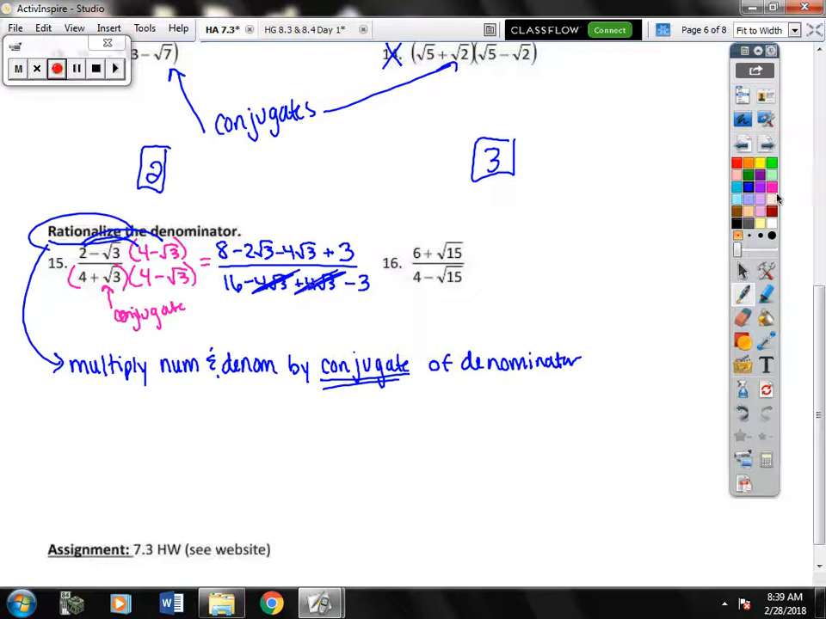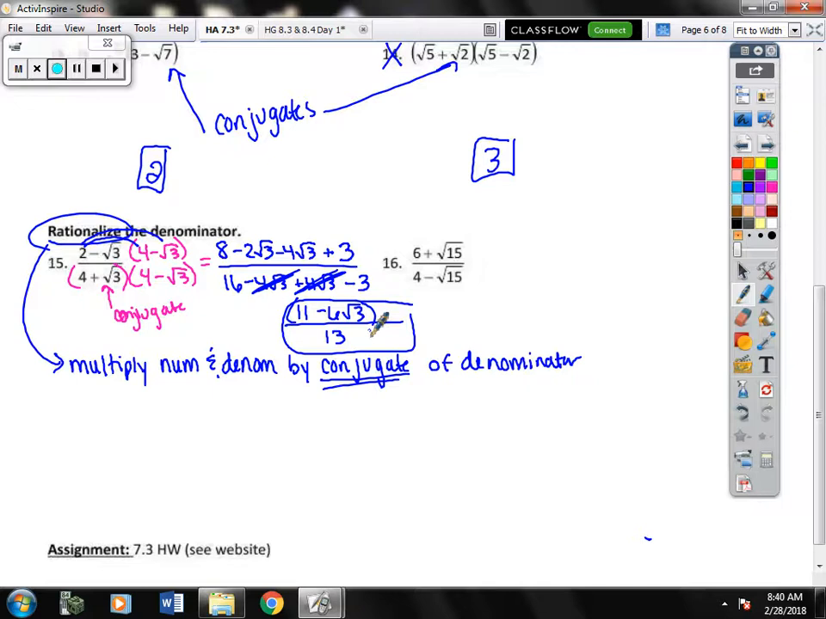Then you just have to simplify the numerator. So 8 plus 3 is 11. Minus 2 minus 4 would be minus 6 root 3. In the denominator, we have 16 minus 3, which would be 13. And then nothing can be simplified out. The only way you could is if you could factor out a greatest common factor and divide it. But you can't. Remember, this is like a quantity. So don't start canceling things out.